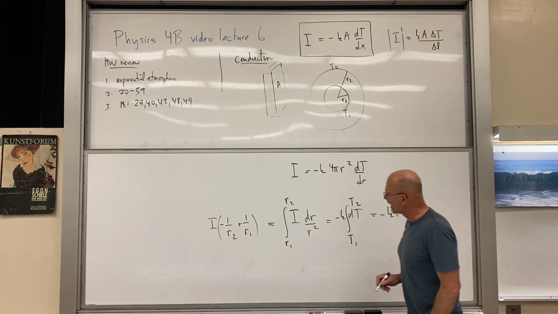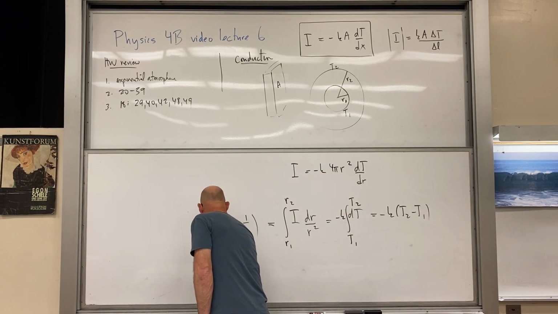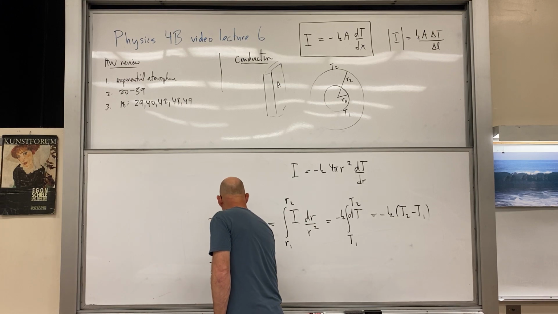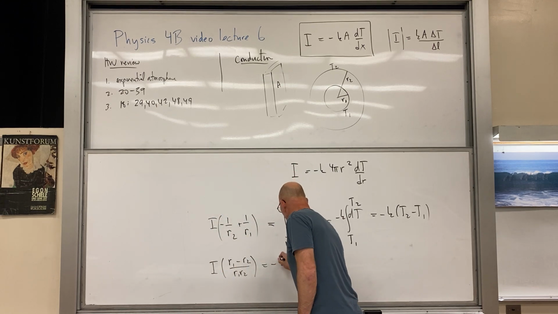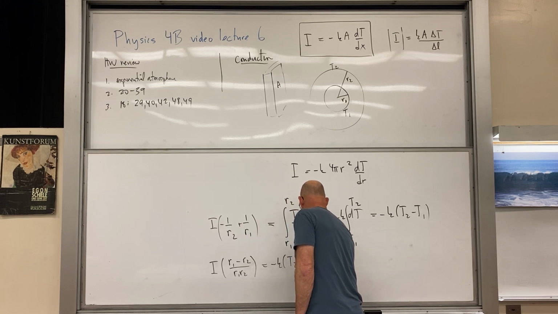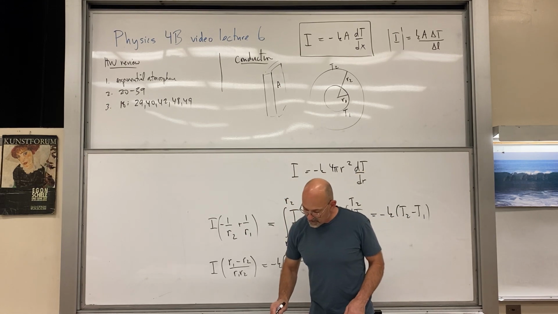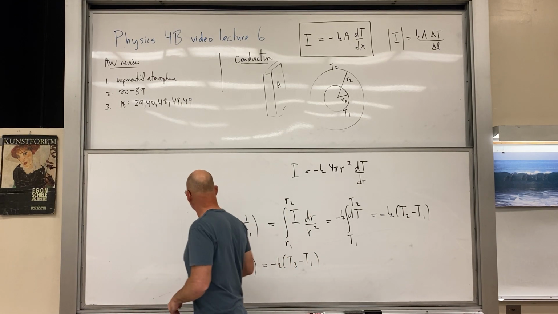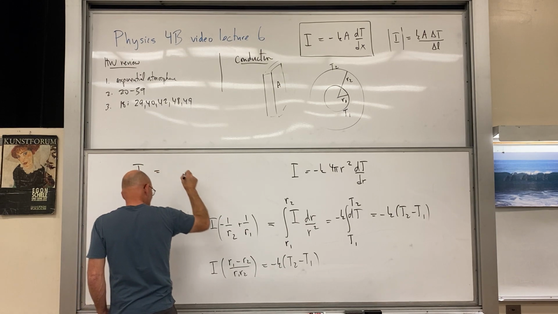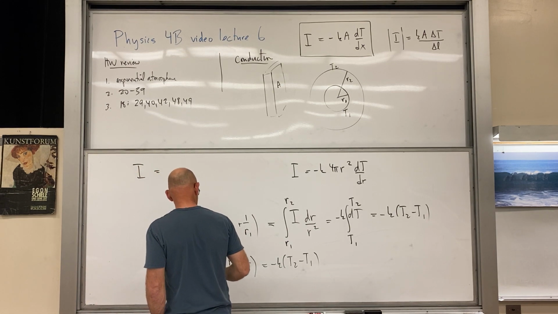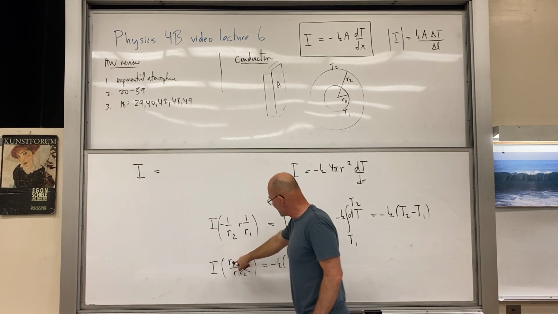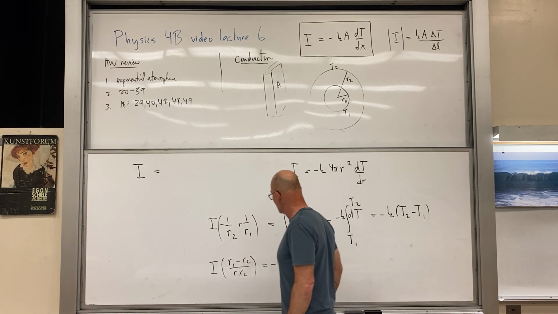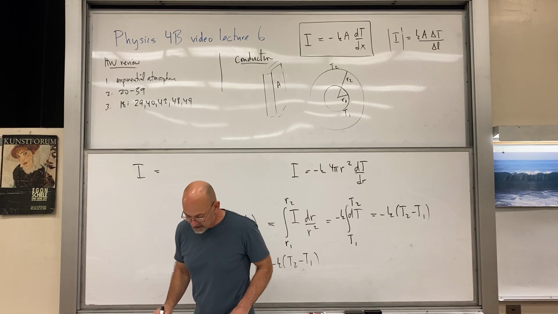And now we just have to simplify. So we would have I times (r1 minus r2) over r1 times r2 is going to be equal to minus k (T2 minus T1). And let's see, how did we finally want to rearrange this thing in terms of I? So finally, I is equal to, yeah, we'll just pull a minus sign out of here, so we'll have r2 minus r1. Did we keep the minus sign on this?